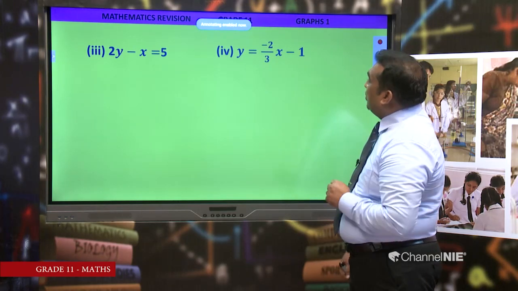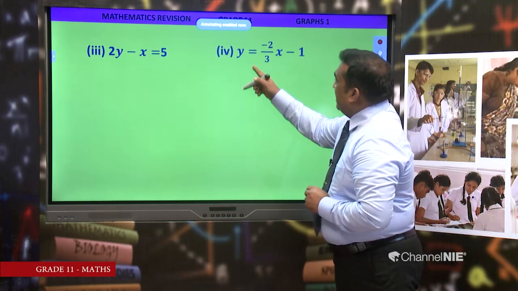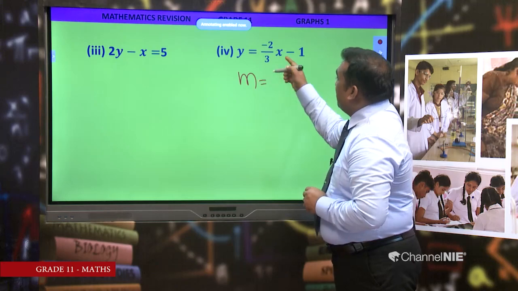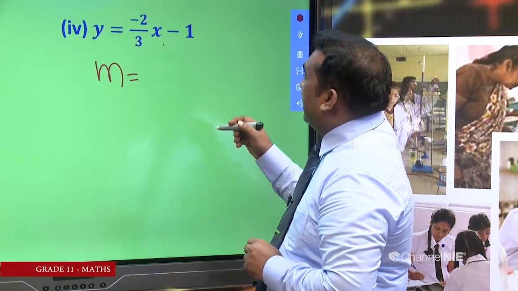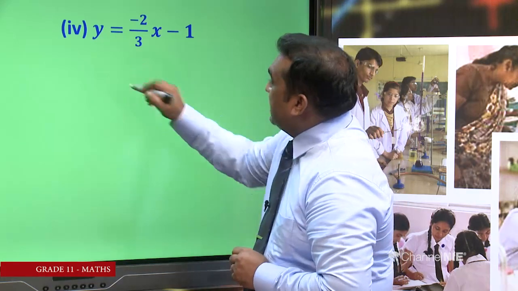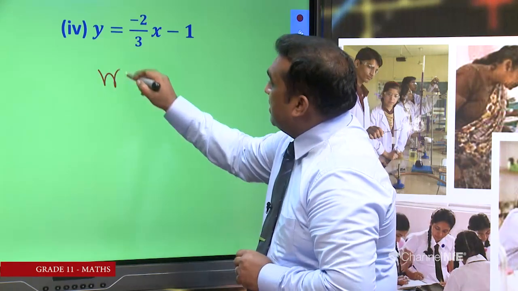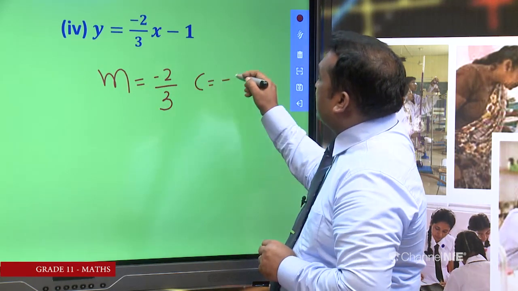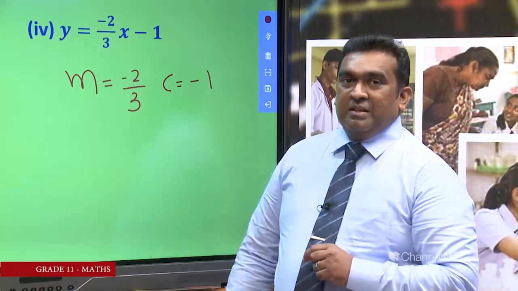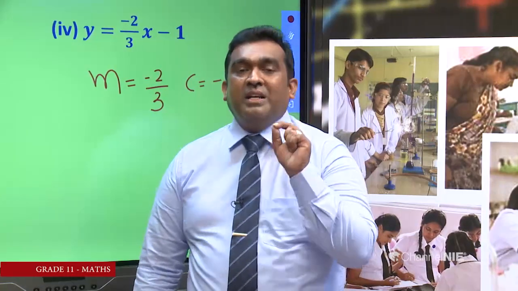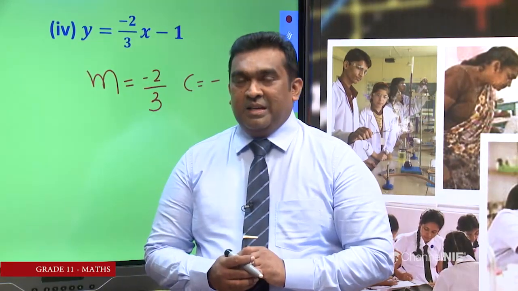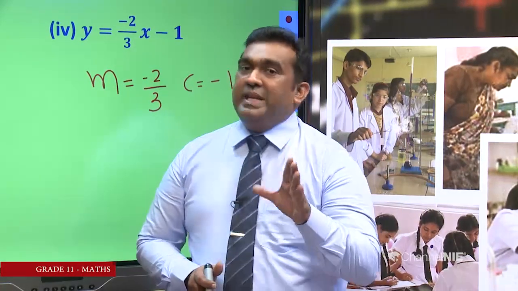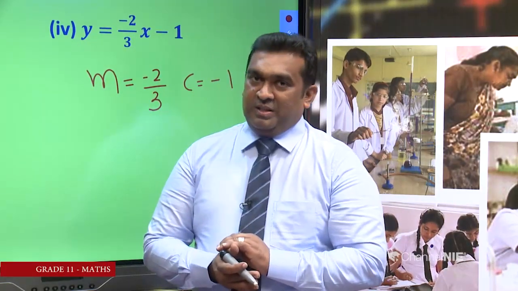Now, in the second question, the fourth one: the gradient is the number in front of x. Therefore we can see the gradient is minus 2 over 3. Intercept is c equals minus 1. Using an equation, we can find the gradient by making the coefficient of y as 1. First, we have to make y the subject in the given equation, right?